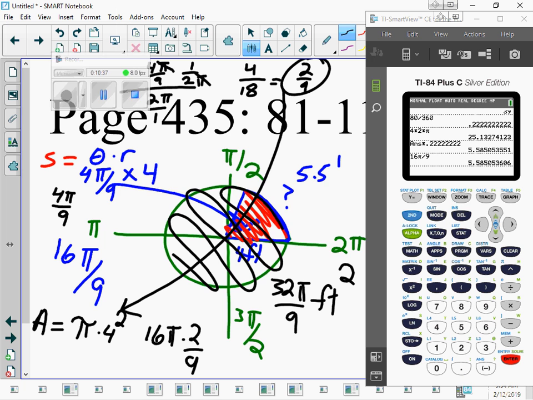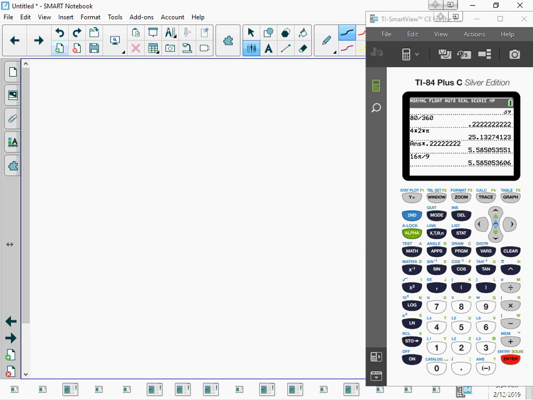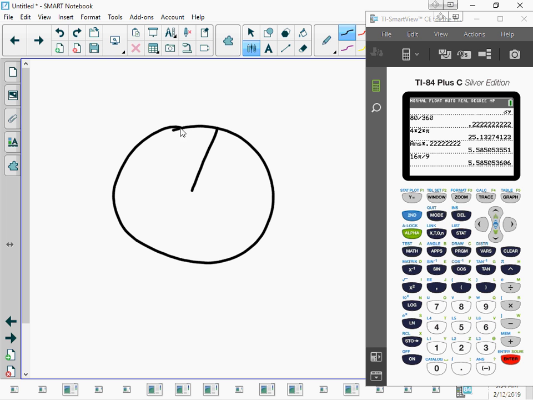So let's do this in a generic form, which is something you guys kind of need to learn. Theta and r. Here's a circle. I have no idea how big the circle is. I have no idea how big the angle is. Okay? Let's create a formula that will give me the area of this piece of pizza.